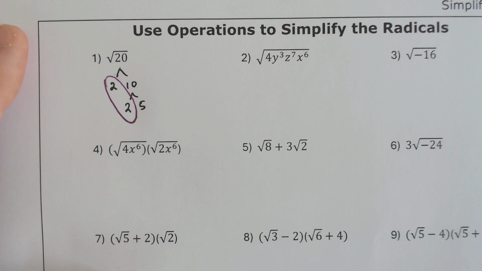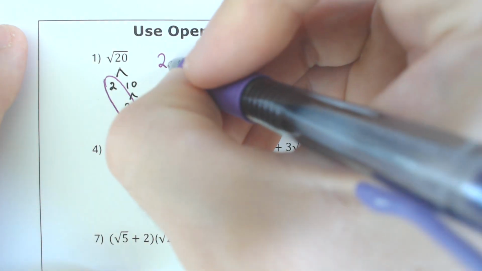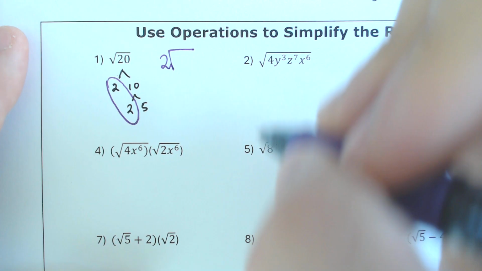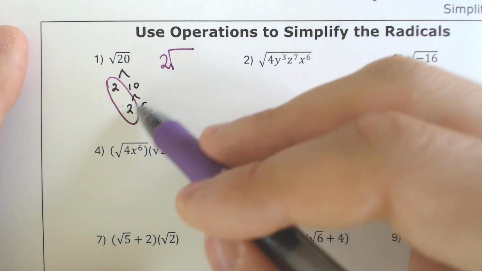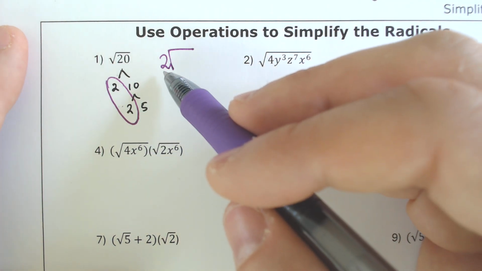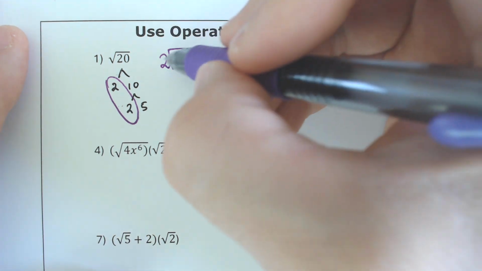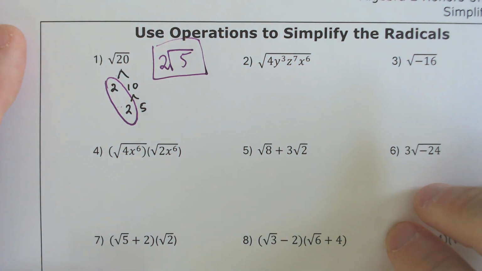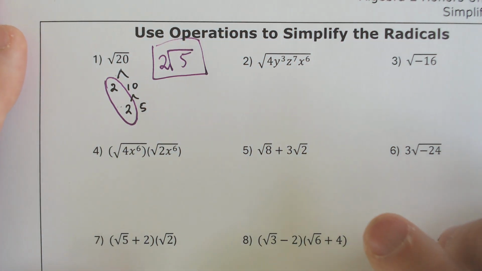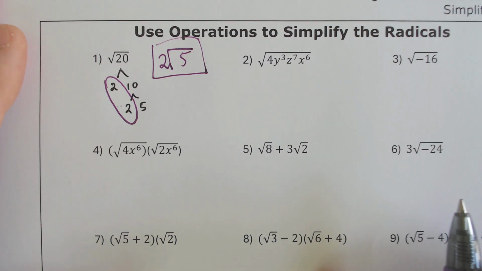So I circled a 2 of a kind, and I put that number on the outside. Whatever you circled goes on the outside. I circled a pair of 2s, so I put a 2 on the outside, and whatever's left over that wasn't broken down, the 5, remains underneath the square root. Okay? So that's how you deal with regular numbers.